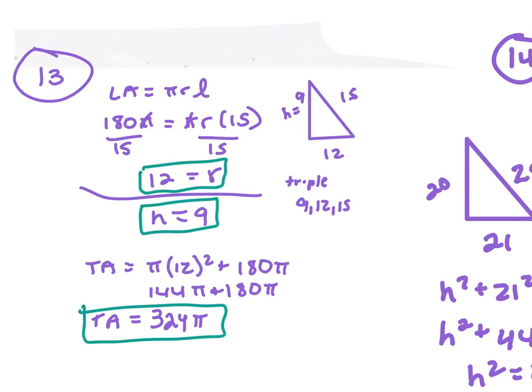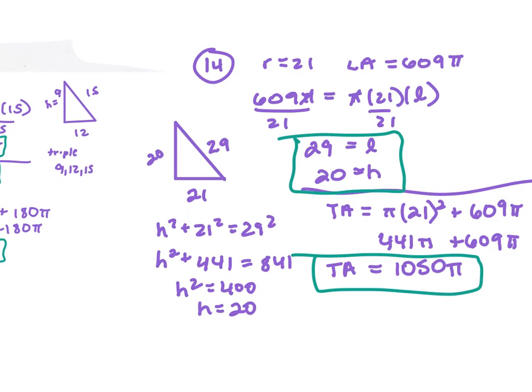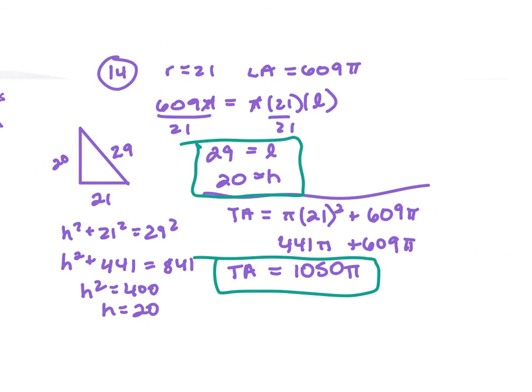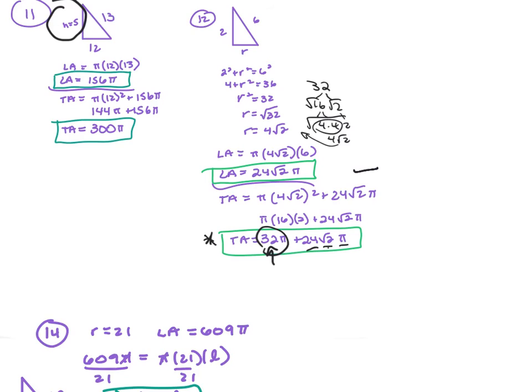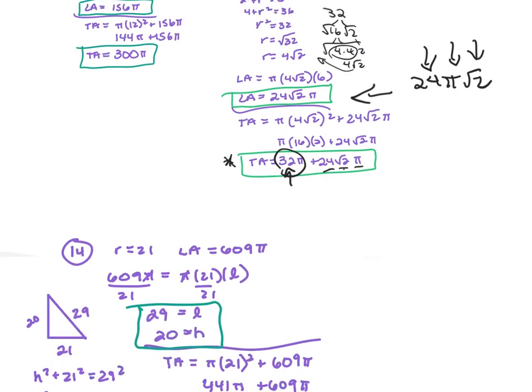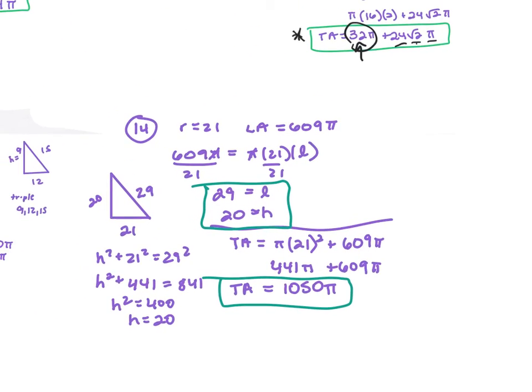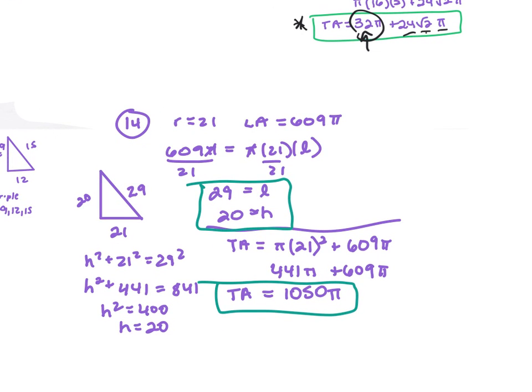And then number 14. Here we had to find the slant height, the height, and the total area. So the order here doesn't matter. So if you put 24, then pi, then the radical 2, the order of these 3 things doesn't matter. Okay. Yep. And here's 14 again. Any questions on this?